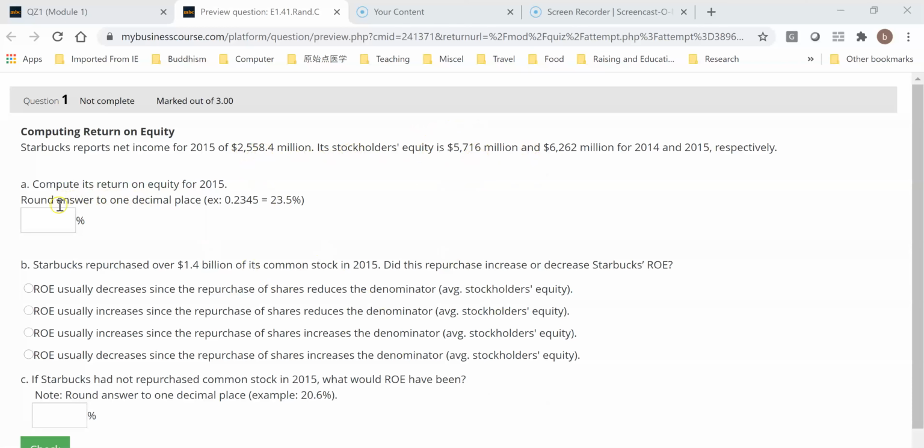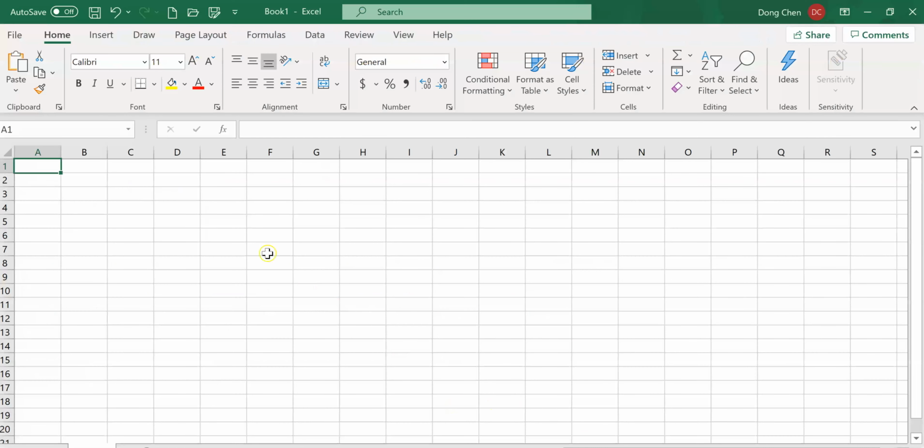So we need to pay attention to the rounding requirement here. With this percentage sign, it asks us to round the answer to 1 decimal place. So without the percentage sign, we need to round the answer to 3 decimal places. With that, we can do the calculation.